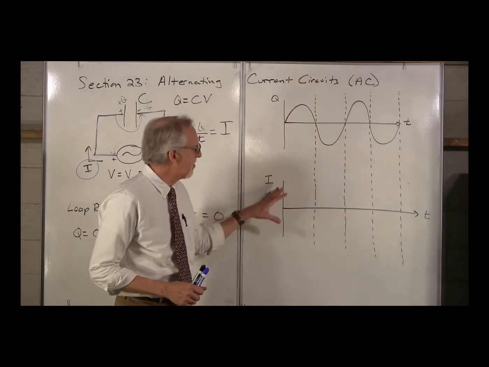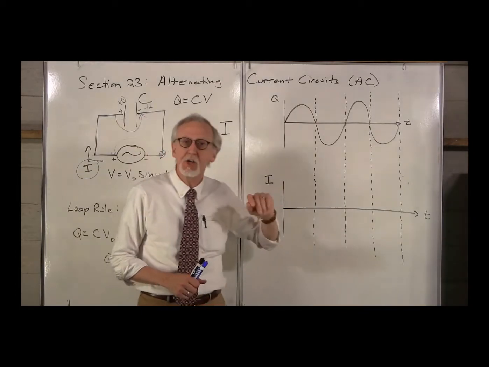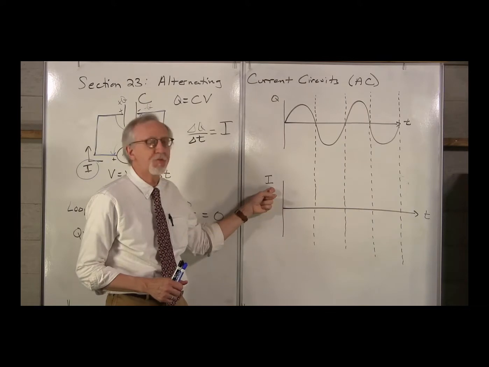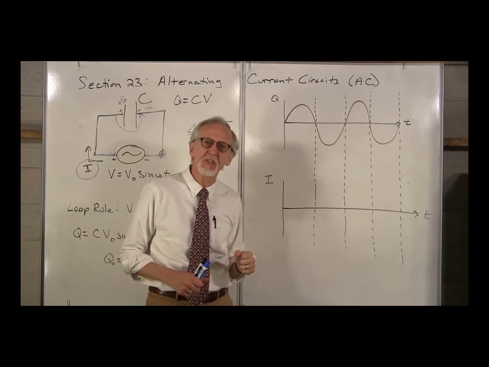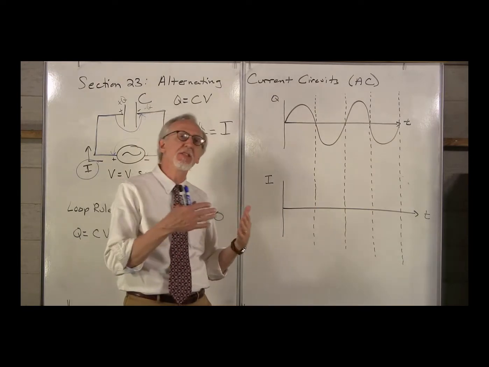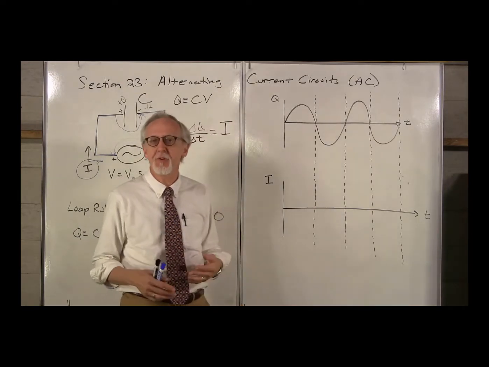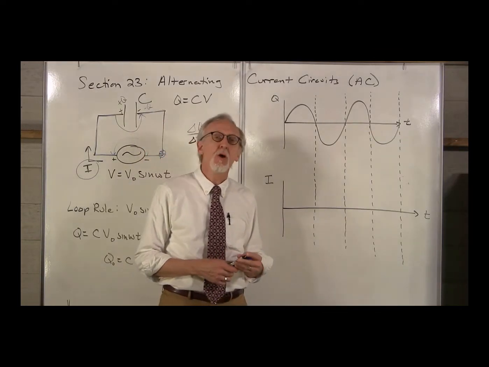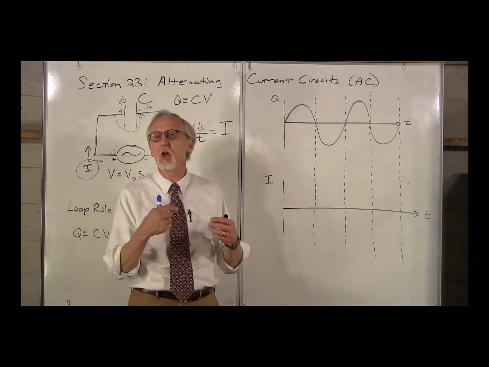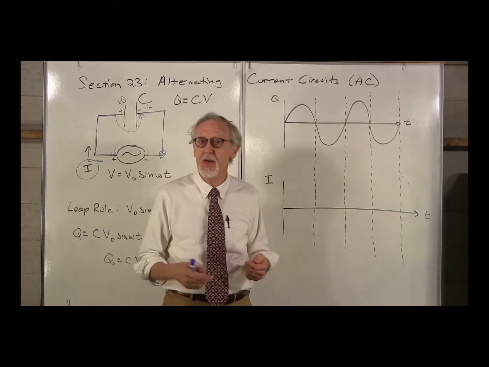I've drawn another pair of axes down below our Q versus T graph, and this is for our current. What we're going to do is take a look at this graph of Q versus T and see if we can figure out what is the slope of that graph at a bunch of different points, and see if we can use those to figure out what must the current be. Remember, the slope of a graph is the slope of a tangent line to that graph.